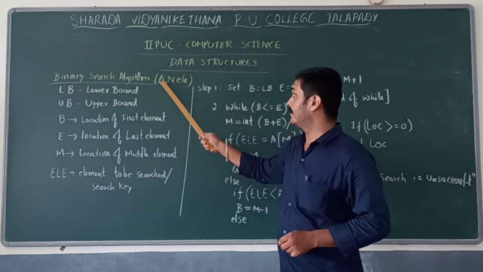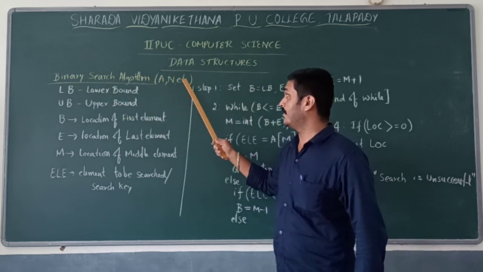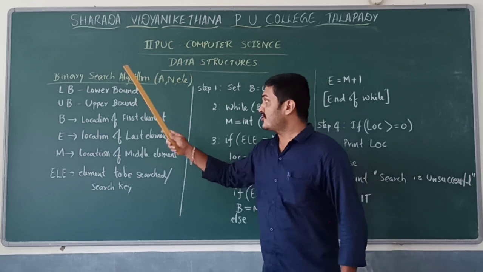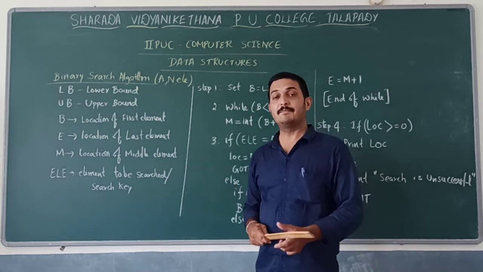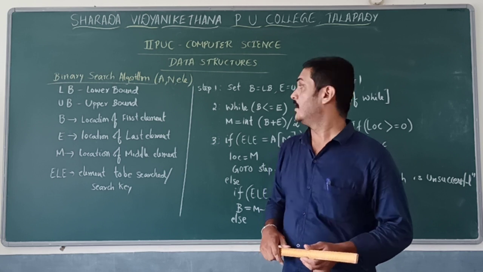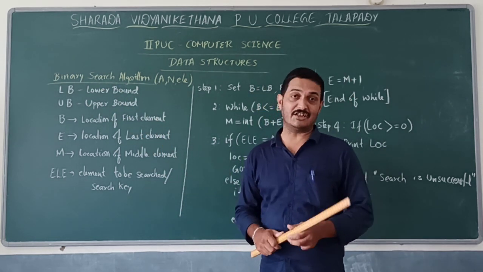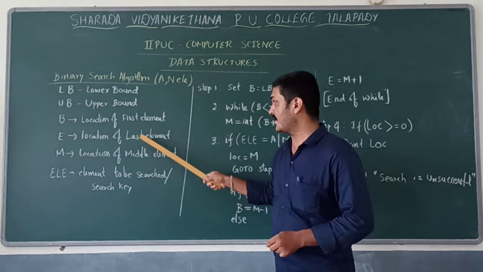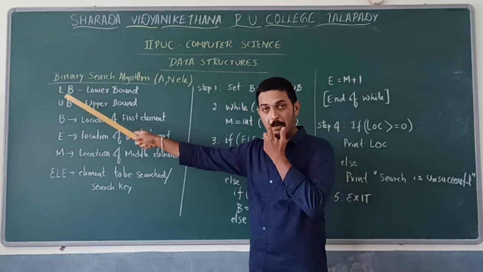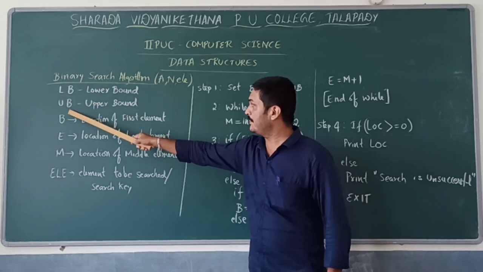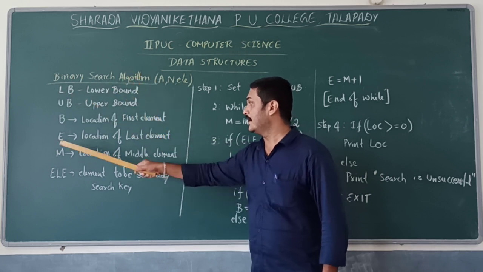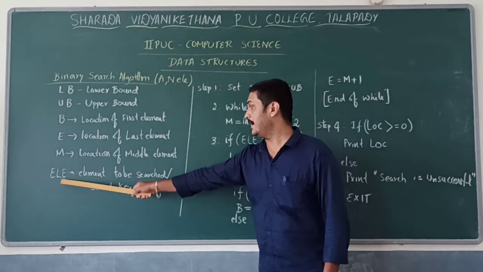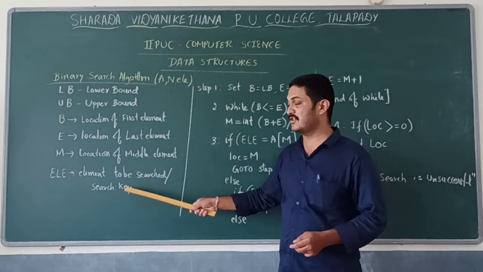Binary search algorithm: A, number of elements N, ELE. While in binary search algorithm, LB means lower bound, that means location of the first element. UB means upper bound, location of the last element. B means location of the first element, E location of the last element. M means location of the middle element. ELE is the element to be searched, or we can say it's a search key.